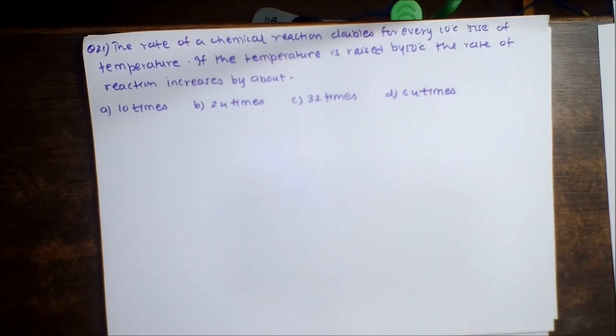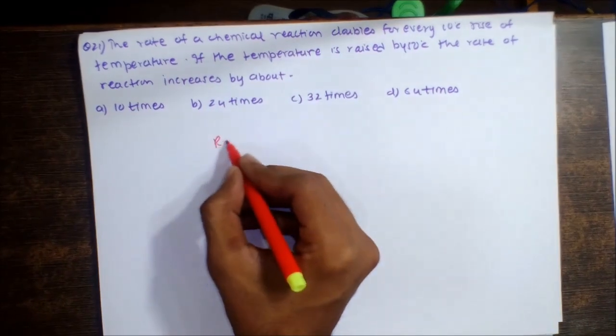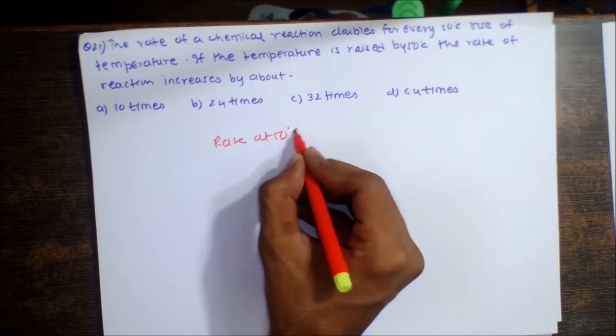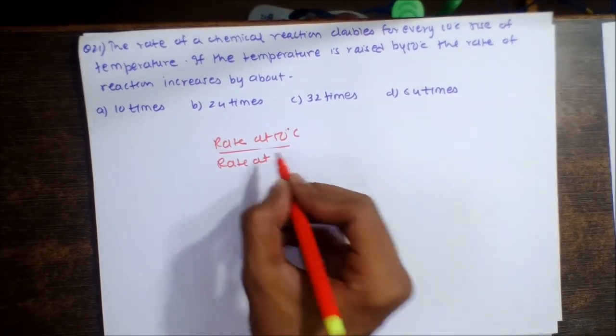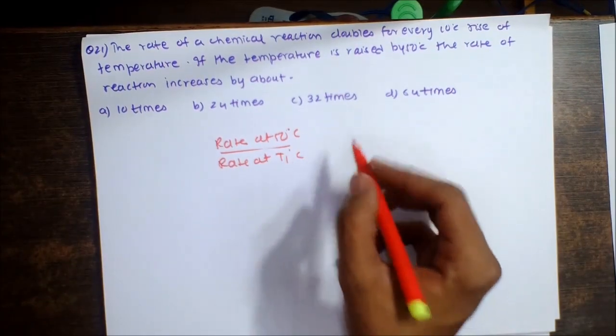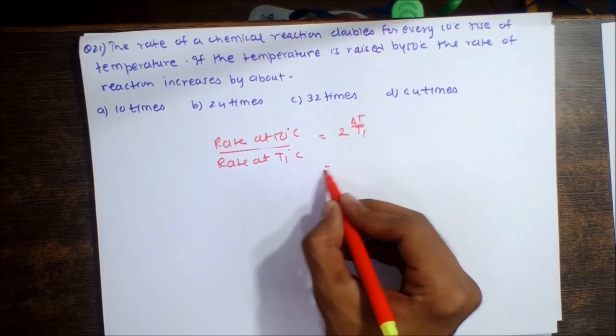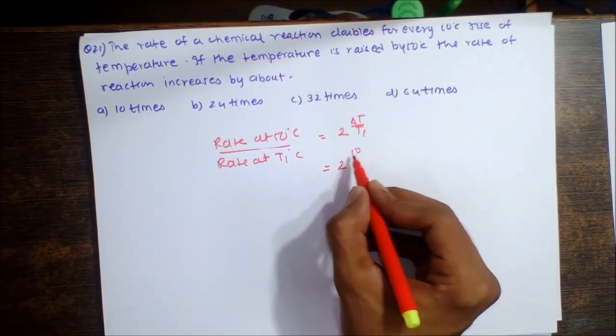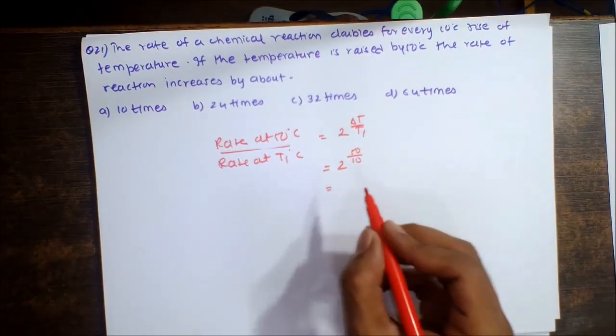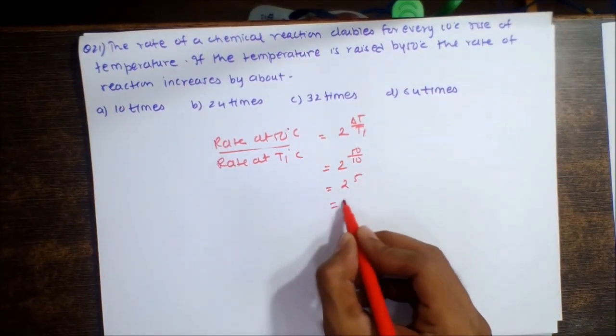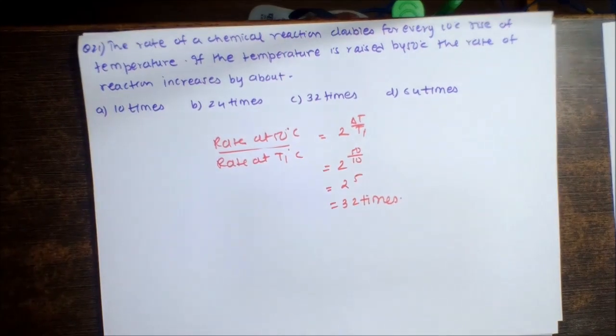Question 21. The rate of a chemical reaction doubles for every 10 degree rise of temperature. If the temperature is raised by 50 degrees Celsius, the rate of reaction increases by about. Rate at T1 plus 50 degrees Celsius upon rate at some initial temperature T1 degree Celsius will be equal to 2 raised to delta T upon 10, which equals 2 raised to 50 upon 10. 2 raised to 5, which equals 32 times.